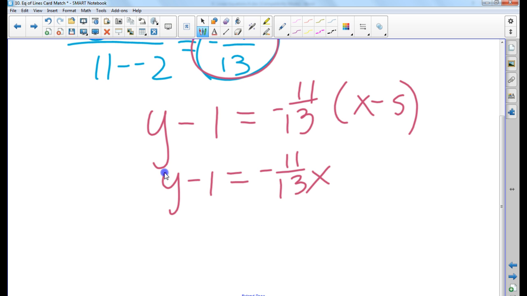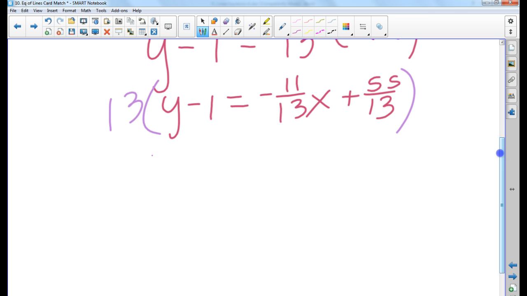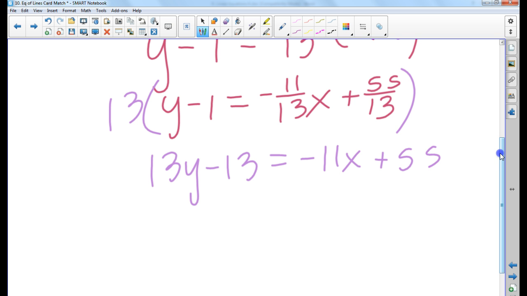We need to distribute that. What's 11 times 5? 55 thirteenths. Positive or negative? A negative times a negative is a positive. All right. Now we absolutely, right now, would stop what we're doing and get rid of fractions because they're scaring us. So we've got 13y minus 13 equals negative 11, careful, negative 11x plus 55. All that we changed on the right was we got rid of the denominators. That's all we changed.